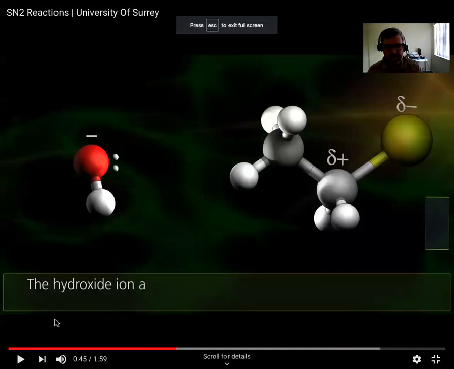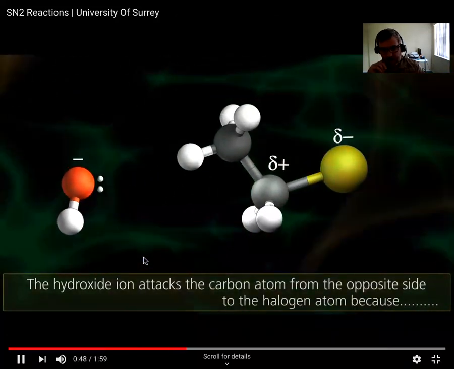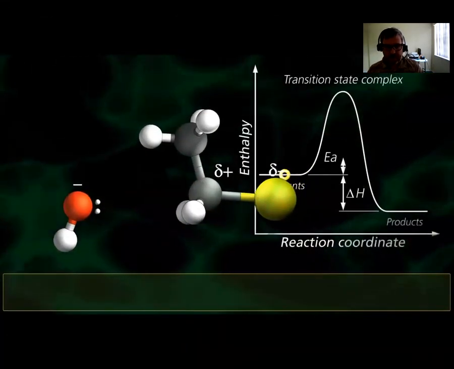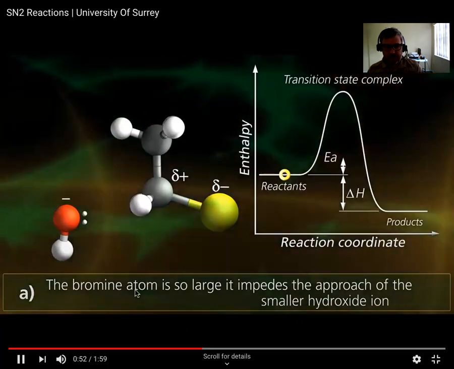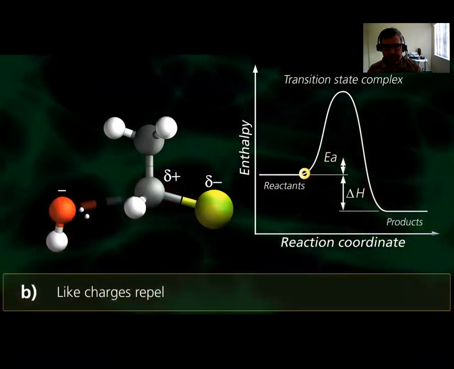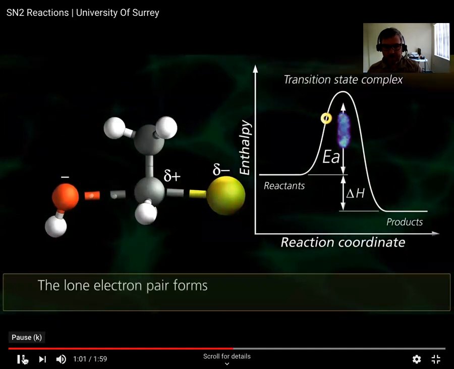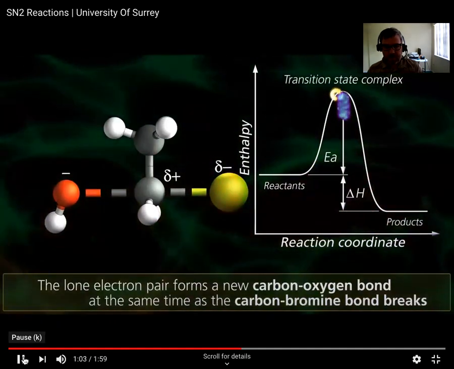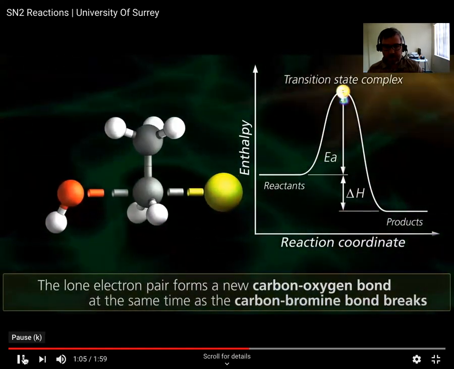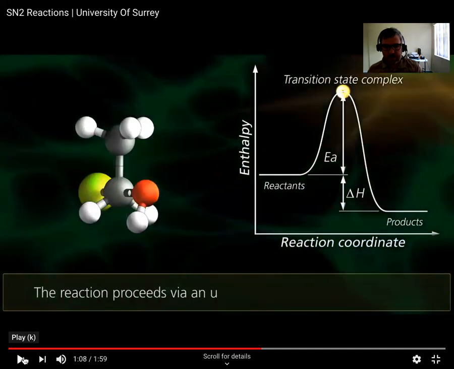The hydroxide ion attacks the carbon atom from the opposite side to the halogen atom, because the bromine atom, A, is so large it impedes the approach of the smaller hydroxide ion, and B, it repels the negative charge nucleophile. The lone electron pair on the nucleophile forms a new dative covalent bond with the partially charged carbon atom to give an unstable... All right, so hopefully you can see this.